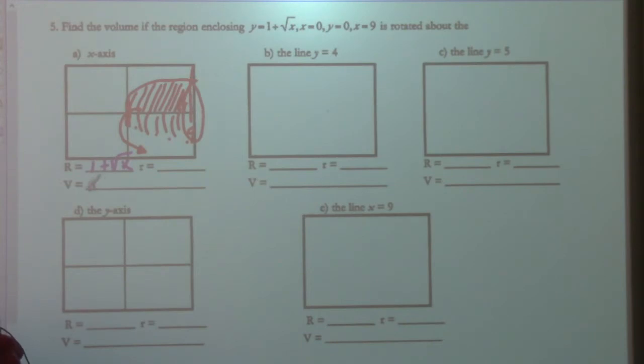Pi, integral from 0 to 9, parentheses, 1 plus the square root of x, squared, dx. Is that it? I think that's it. Did you come up with that by yourself? Good job. Yeah, that looks good.